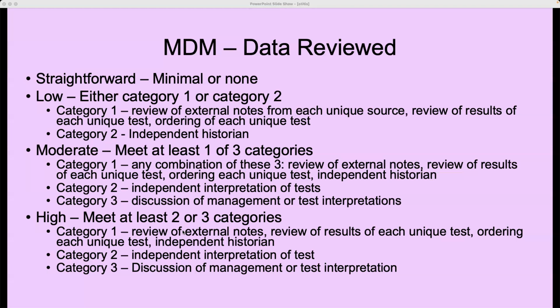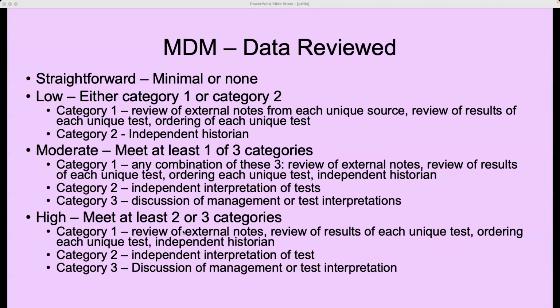For moderate, you need at least one of the 3 categories. Category 1 is any combination of review of external notes, review of results of each unique test, ordering each unique test, and independent historian. So you see independent historian under low is a separate category, but it's lumped in with category 1 for moderate. Category 2, independent interpretation of tests. Category 3, discussion of management or test results.